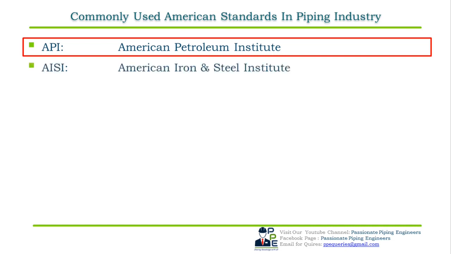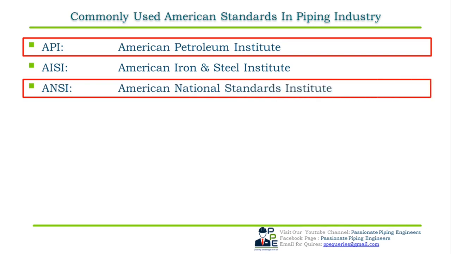AISI, American Iron and Steel Institute. The AISI standard specifies the material by its chemical and physical properties. When a specific model of manufacturer of the element is not to be specified, then the material can be identified by the AISI standard.